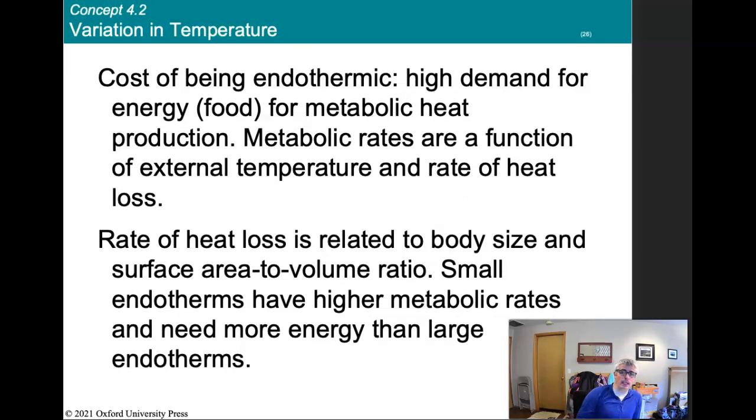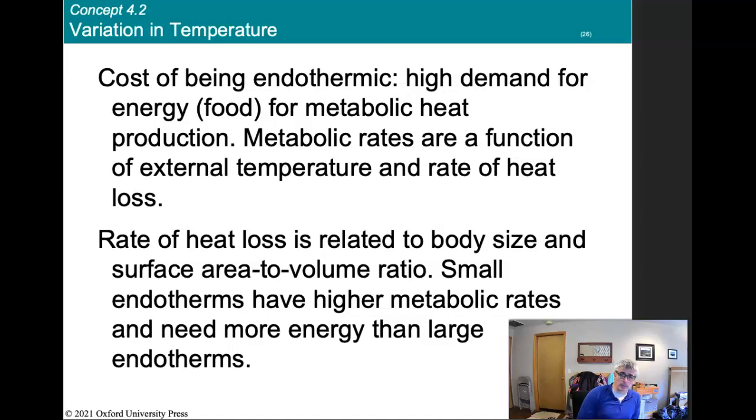And then for endotherms, there's a cost to being an endotherm. One is the high demand for energy, i.e. food, for metabolic heat production. So endotherms need to consume more calories pound for pound because we're burning a lot of those calories to generate heat. And metabolic rates are a function of the external temperature and rate of heat loss. So if you go outside in the cold with very little clothing on, you're going to burn more energy than you do if you're bundled up in a parka.